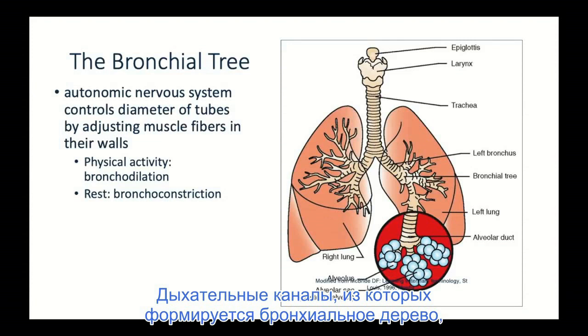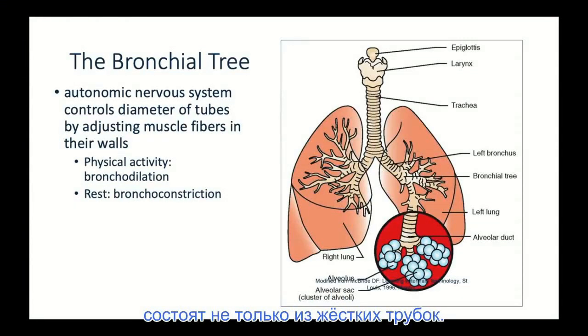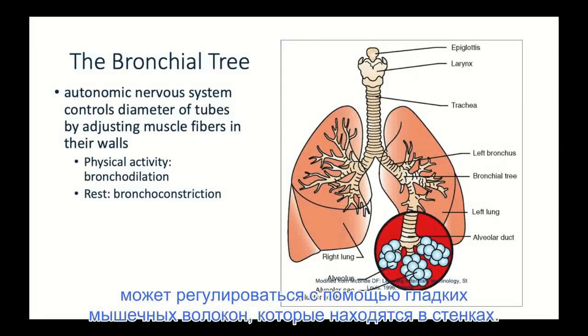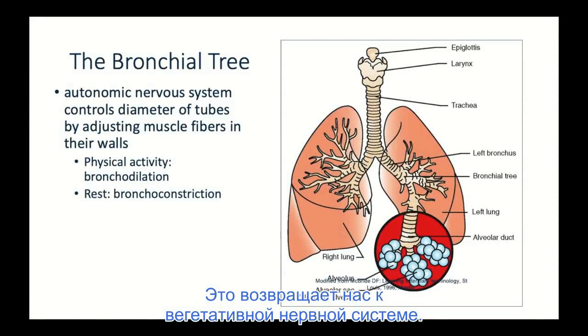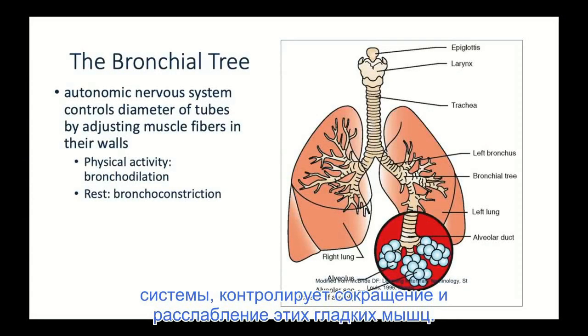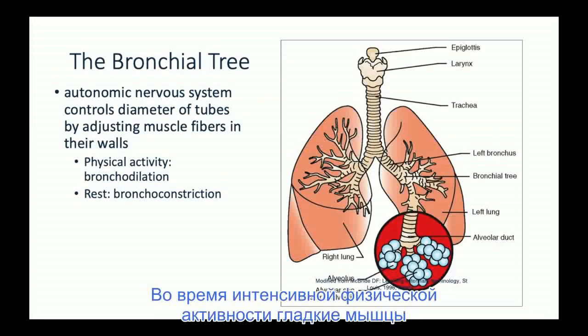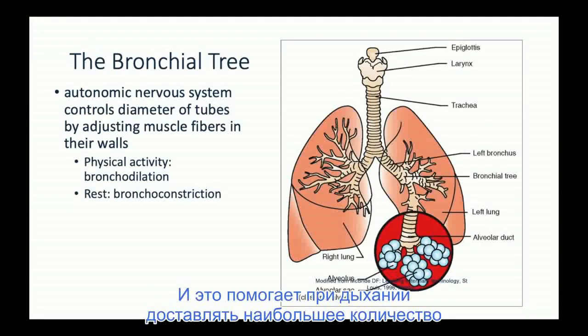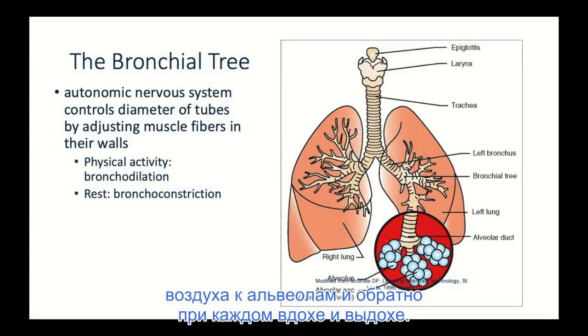The air passageways that make up the bronchial tree are not just made up of rigid tubes. The diameter of each of these little bronchial passageways can be adjusted by smooth muscle fibers in its walls. So then it brings us back to the autonomic nervous system. That automatic, that unconscious portion of the nervous system controls this smooth muscle contraction and release. During times of intense physical activity, the bronchial smooth muscle relaxes, allowing the air passages to dilate to their full maximum diameters, and this helps the respiratory effort move the greatest amount of air back and forth to the alveoli within each breath.